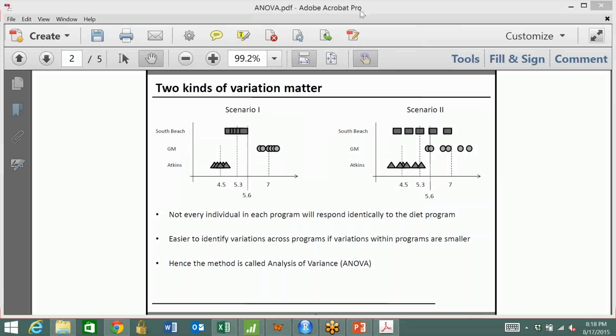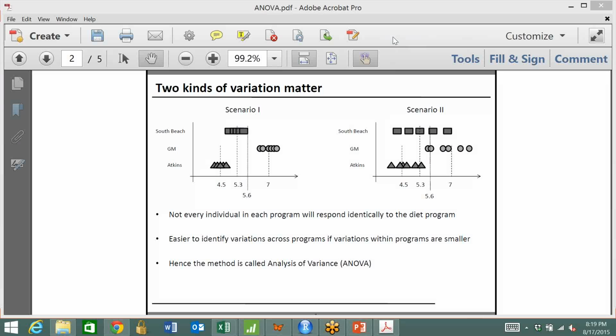Given these two scenarios, in which scenario are you able to differentiate the groups properly? In which of these scenarios are you able to clearly demarcate and say that, hey, this belongs to Atkins, this belongs to South Beach, and this belongs to GM? Scenario 1, obviously, right? Because the variation within each of the groups is less. Here the variation is more. Hence, for me to differentiate between Atkins, South Beach and GM, it's difficult because everything is overlapping here. This part is overlapping and this entire part is overlapping there, right? So scenario 1 is the best scenario, by the way.